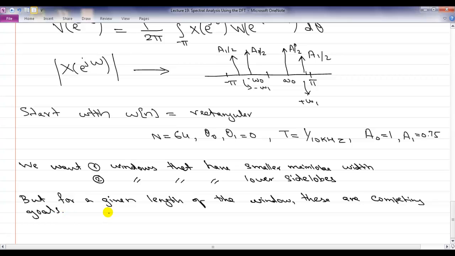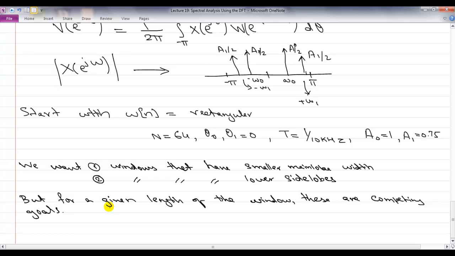So the rectangular window is the best in terms of the main lobe width. For a given length of the window, the best thing to do, if you are really after distinguishing between frequencies which are close to each other, is use a rectangular window, which is effectively saying keep all the samples that you can process and throw away all the other samples. Don't mess with the samples that you have kept. And that is great for main lobe width.